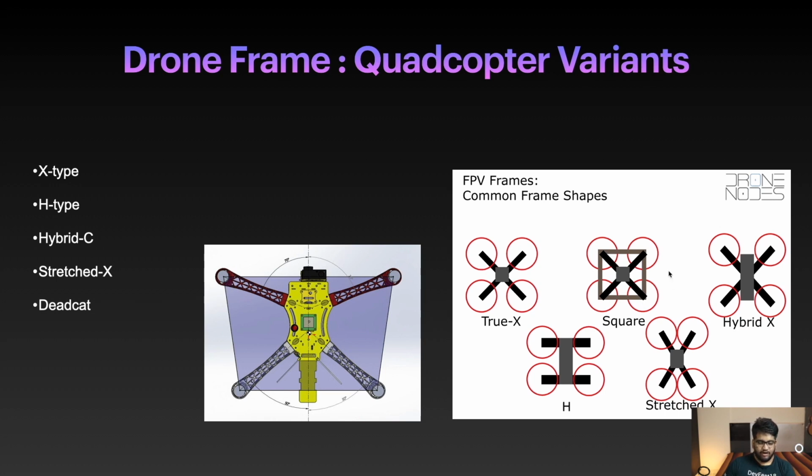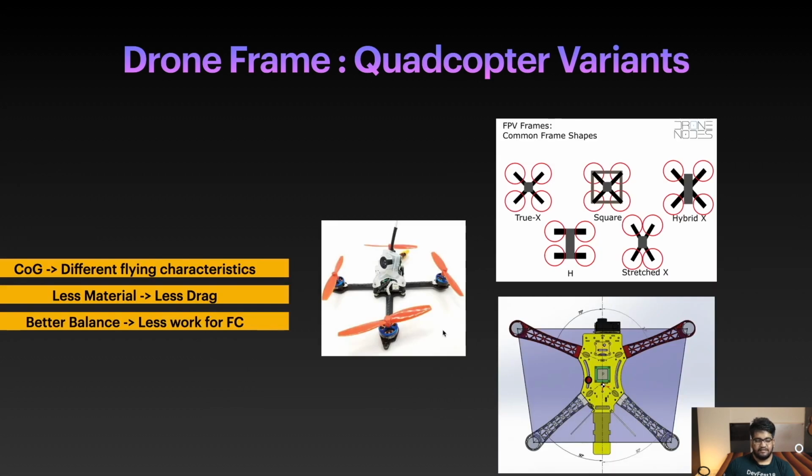Another special kind of quadcopter is a Dead Cat, as you can see here, where the angle in the front two arms is greater compared to the back two arms. So let's talk about all these frames. Again, the center of gravity on all these frames, the X type and the H type, is different, and we have discussed that because of center of gravity there is a difference in flying characteristics, and we'll talk about that in a bit.